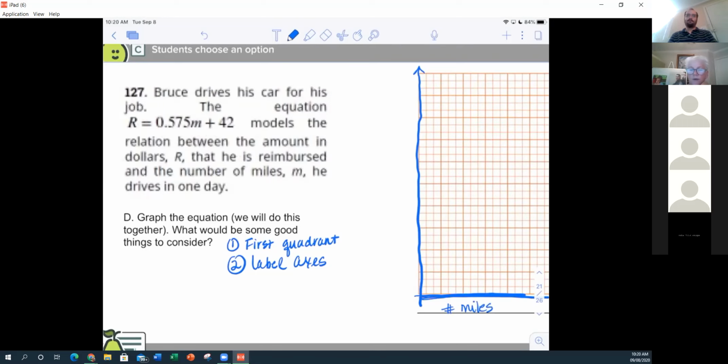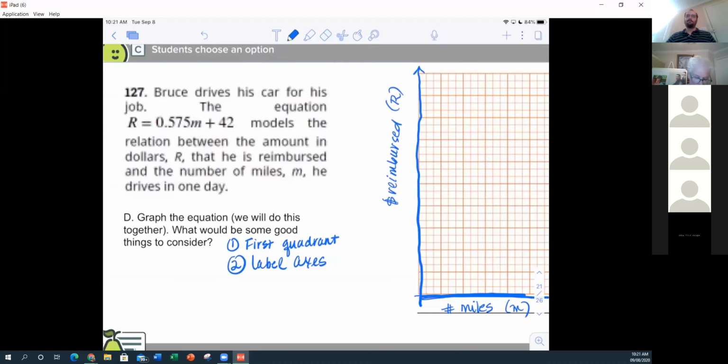And then what would the vertical axis be? What would that stand for? Reimbursement dollars. Yeah, right. So the amount that he's reimbursed, right? So this is going to be the amount reimbursed. So it's important that you label your axis.